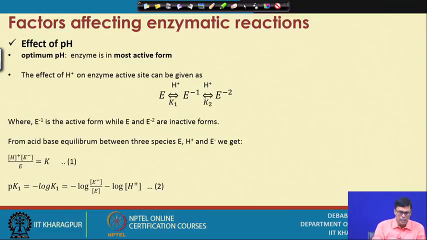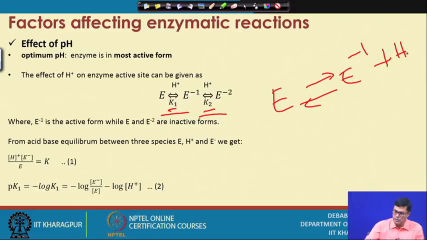Now let us walk a little bit in detail. When you consider this first step, let us assume this is reversible and this is also reversible, and the equilibrium constant for the first step is K1 and the equilibrium constant for the second step is K2. Now what is K1? This is E minus 1 plus hydrogen ion. Am I right? So naturally, I can write K1 equals hydrogen ion concentration times E minus 1 concentration divided by E concentration. So we can write it very easily.